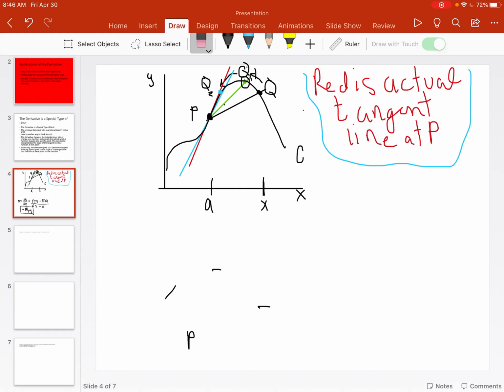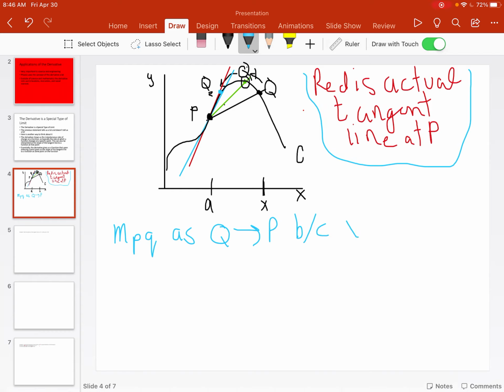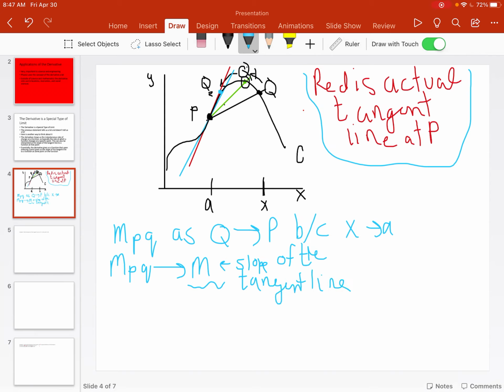So, it turns out that MPQ, as Q approaches P, because X is approaching A, is approaching M, and M will be the slope of the tangent line at P, which I've drawn in red here.